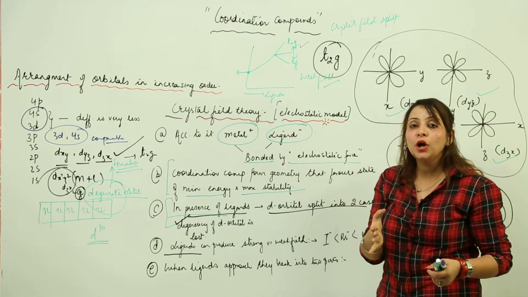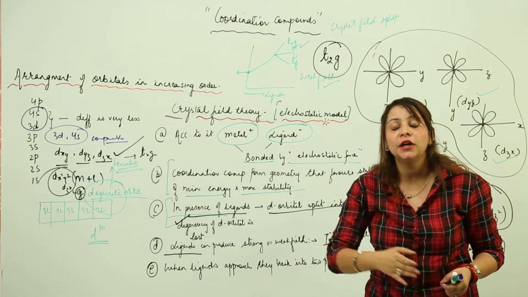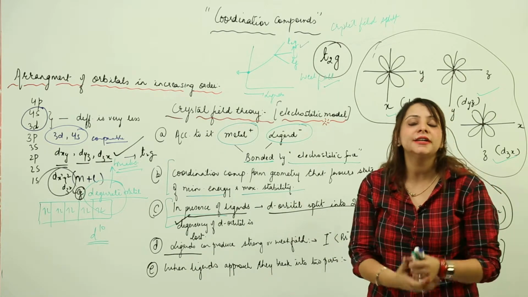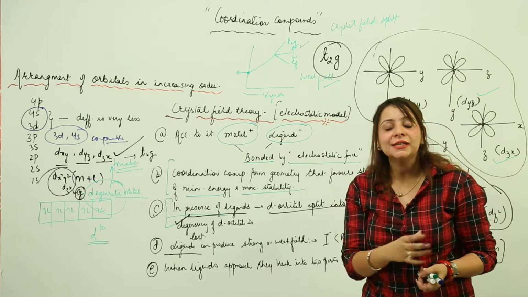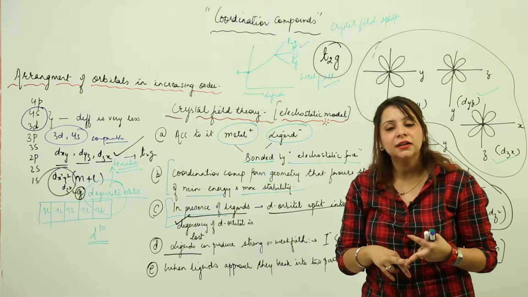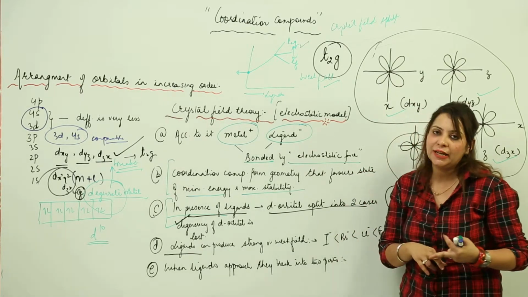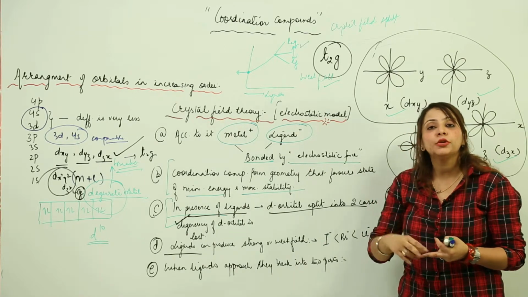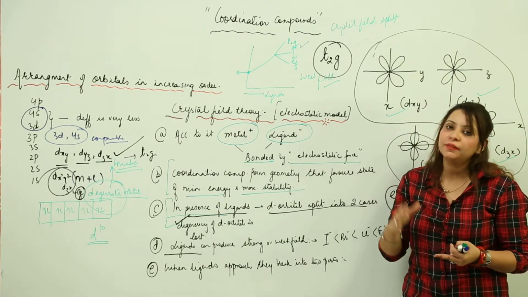So just depending upon the extent of crystal field splitting, or the magnitude of crystal field splitting, that is, how much energy difference it can create, we classify the ligands into strong field ligands and weak field ligands. If they are able to create a lot of difference, they are strong field ligands. If they are able to create a small difference, they are called weak field ligands.